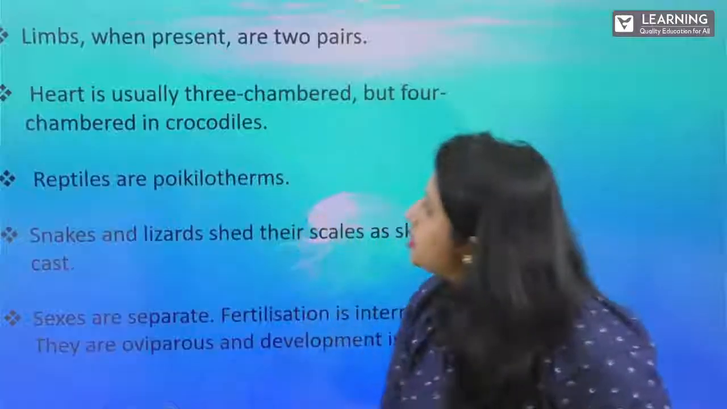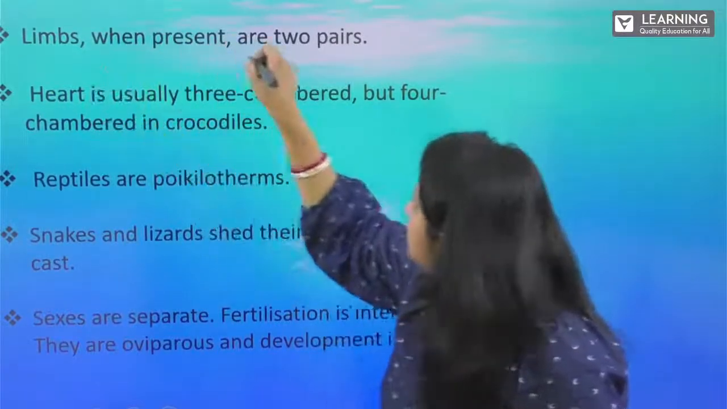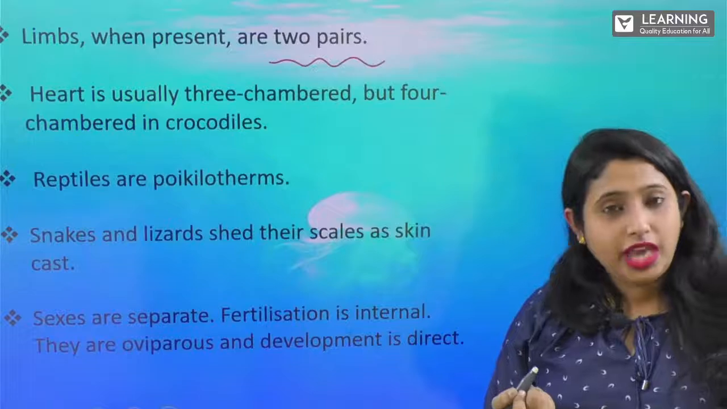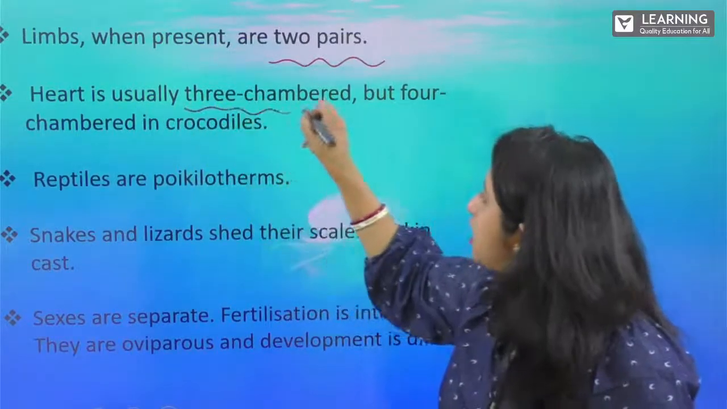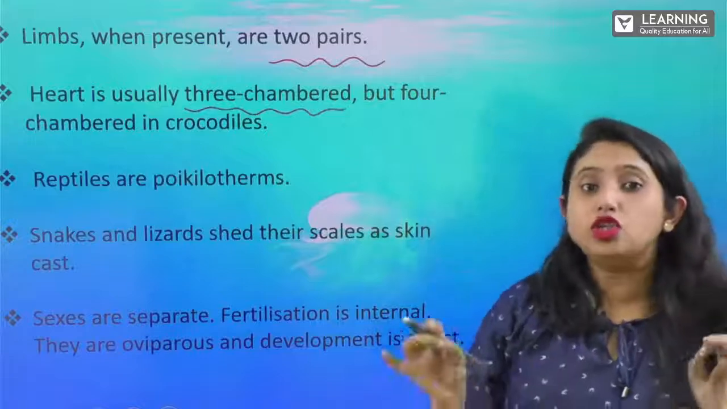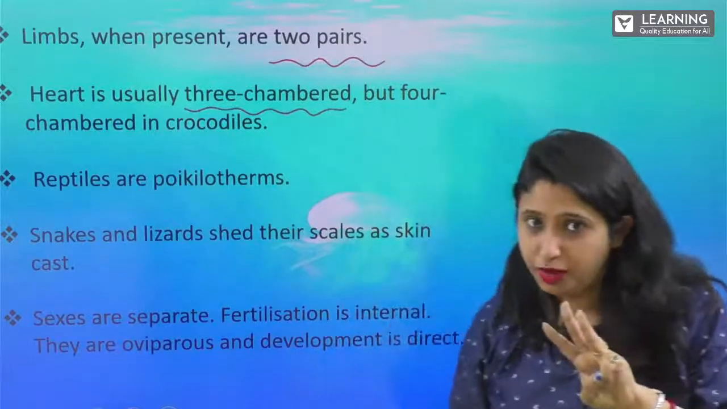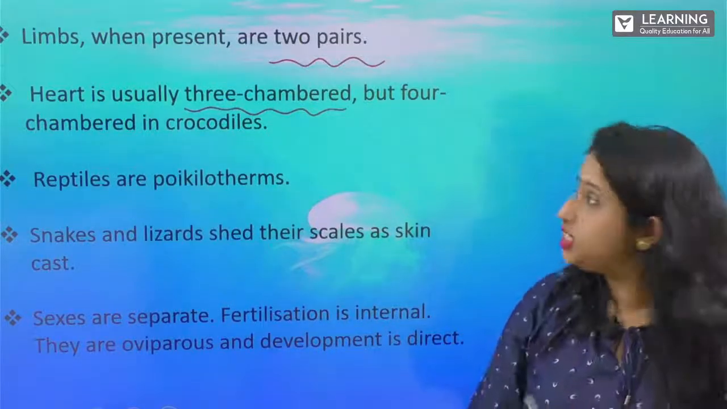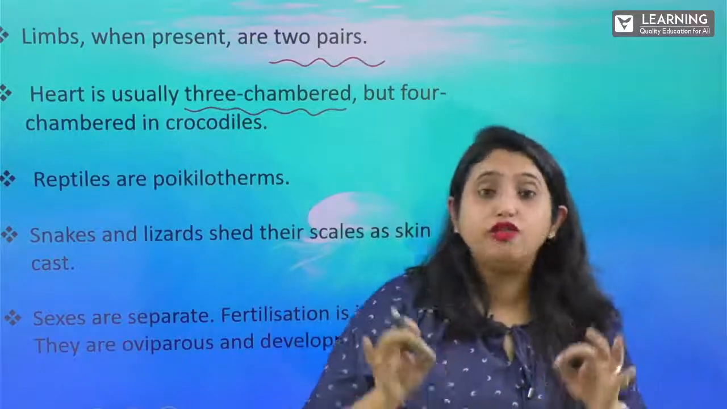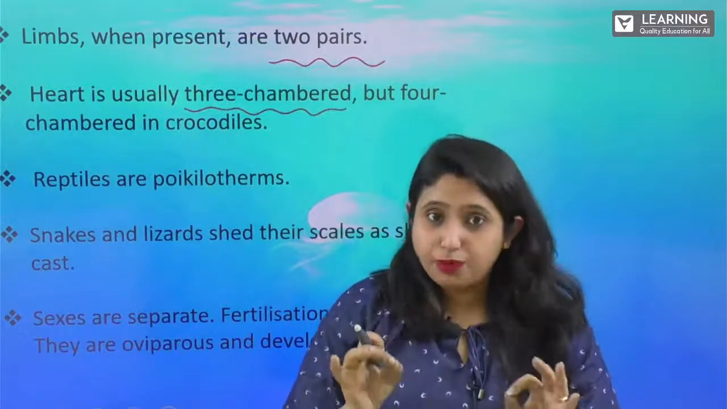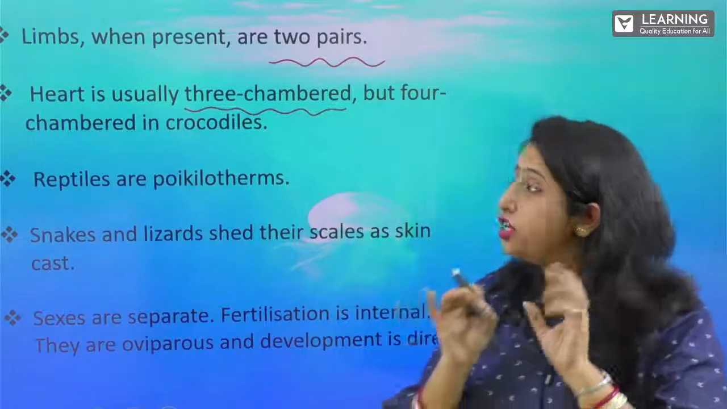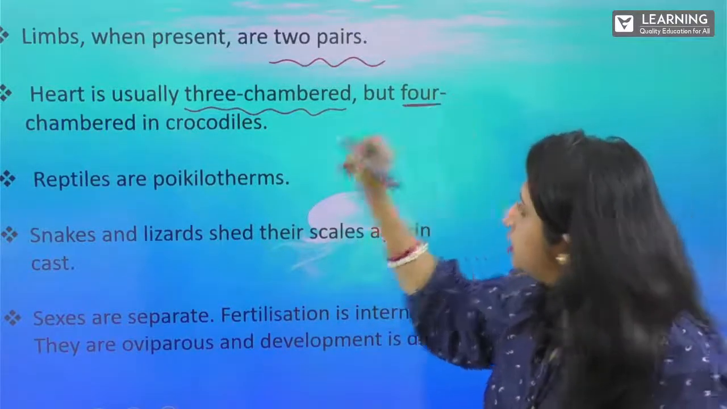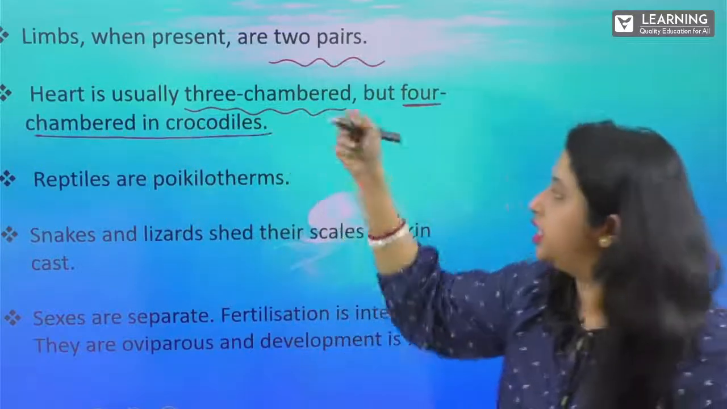Next. Limbs, when present, there are two pairs. As you have seen, they have got a pair of limbs, and heart is usually three chambered. So reptiles also have got three chambered heart. Remember, reptiles have three chambered heart, but in case of crocodile, it is exceptional. They have got four chambered heart. Okay, this is very, very important. So this is exceptional. They have got four chambered heart.